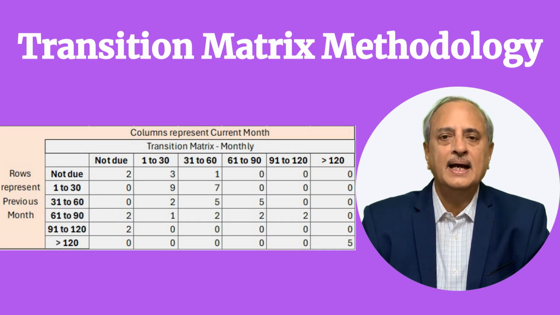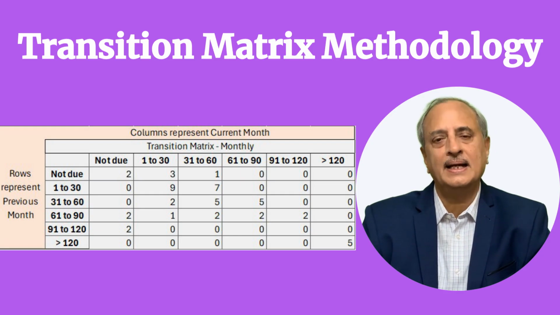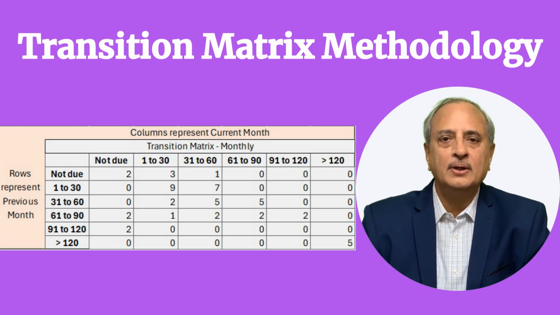The DPDs are analyzed to track how loans transition from one overdue category to another over time. Rows represent the previous month's status, while columns represent the current month. For example, 9 loans moved from 1 to 30 days overdue in the previous month to 1 to 30 days again in the current month. This granular tracking helps identify repayment trends and potential risks.